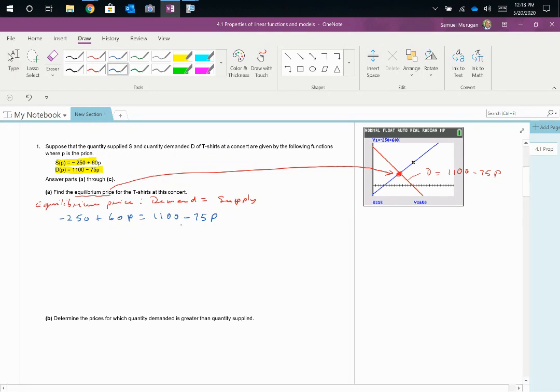Solve it just like you would solve any normal equation to find a value for the price. So I'm going to rearrange this as 135p equal to 1350. I'm expecting that you guys can solve this very easily. Add 75p to both sides and add 250 to both sides. So p is equal to 1350 divided by 135, which is equal to $10. Okay, so that equilibrium price is $10.